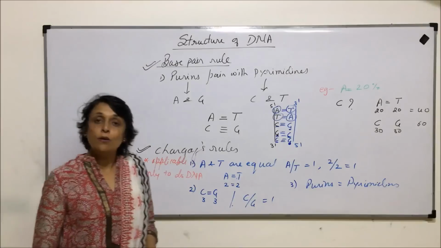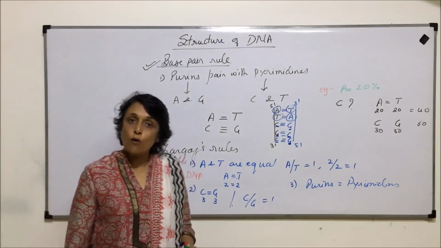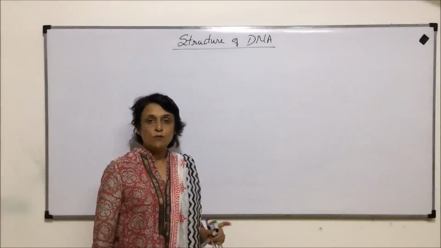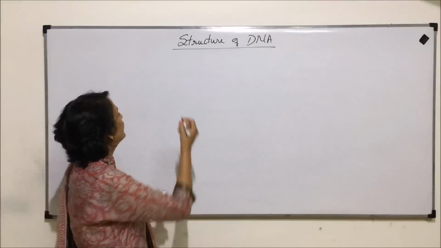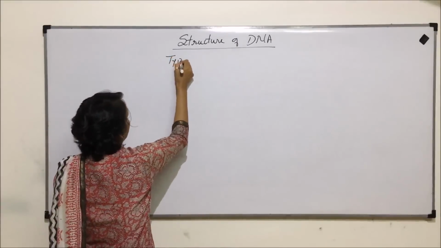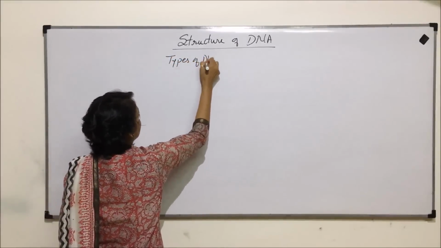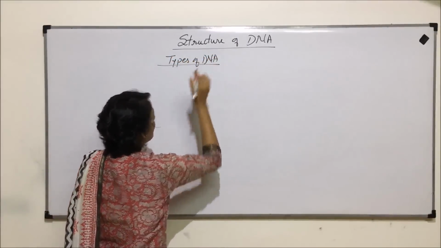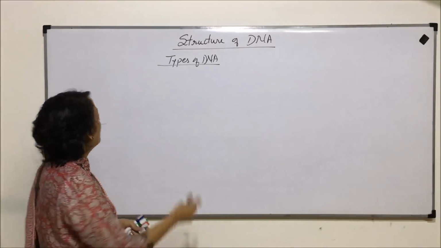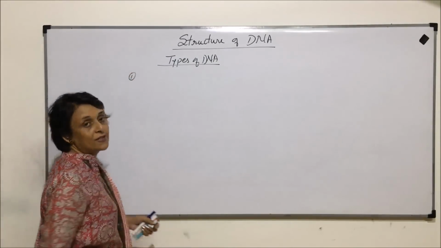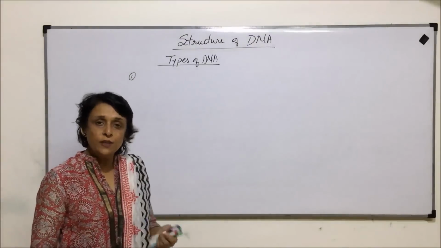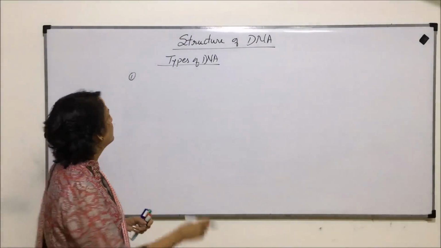Now let us talk about the various types of DNAs. Let us now talk about the types of DNA. The first classification which we are talking about is on the basis of its role. That means, what is that DNA responsible for?